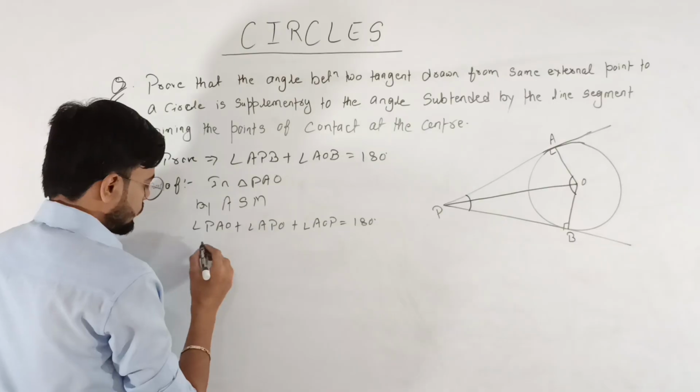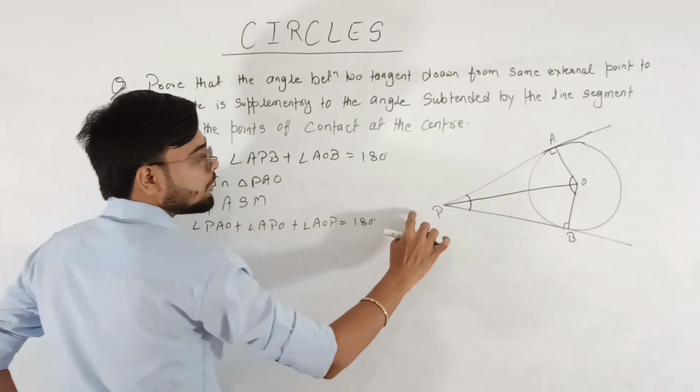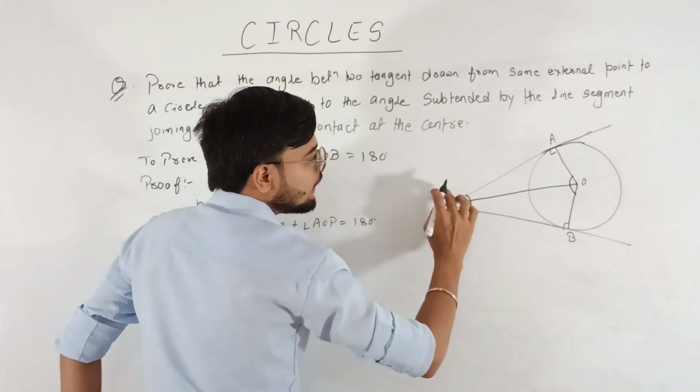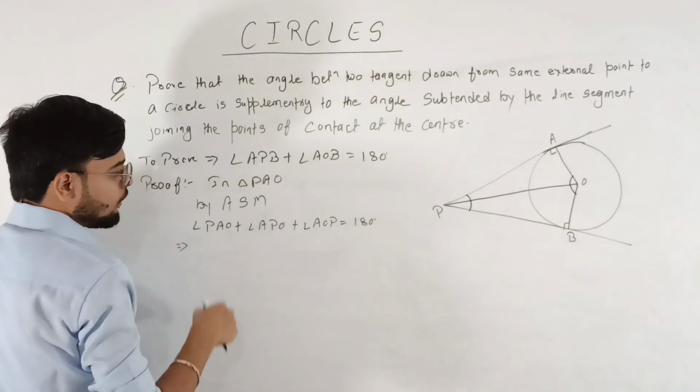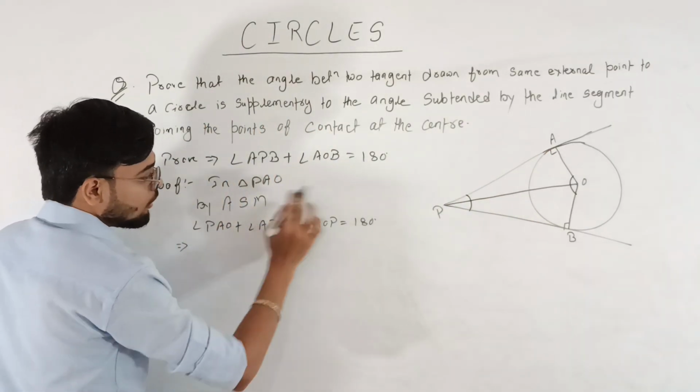So now look, PAO, this one is 90 degrees. Why? Radius OA and tangent PA are perpendicular to each other. So angle PAO is 90 degrees. Okay, now this angle goes to this side.